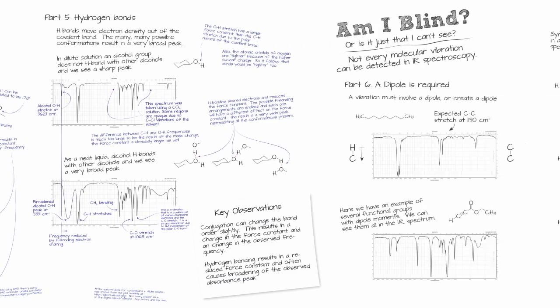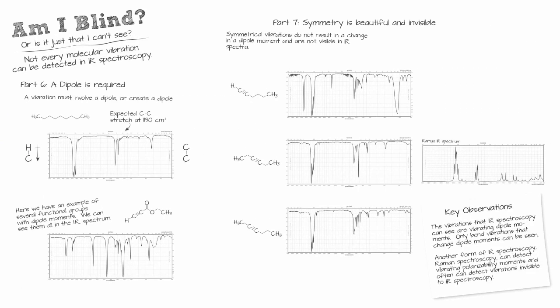So if you see that, you go alcohol. Amides also have peaks in that area, and you'll see those examples in class. Sometimes a peak doesn't show up. Why is that? Well, you've got to have a dipole to have a peak.